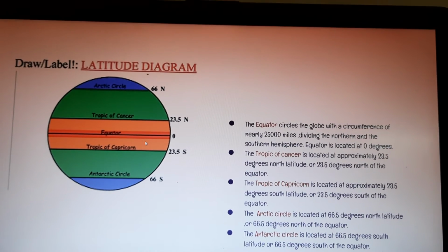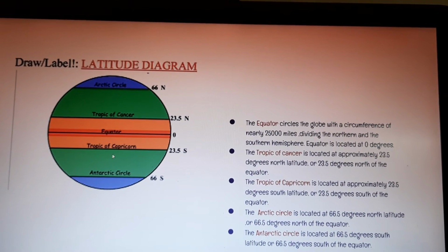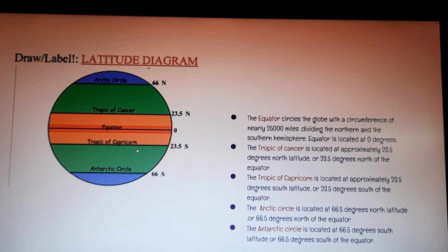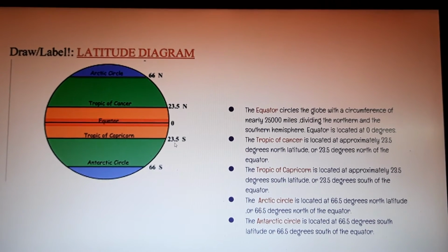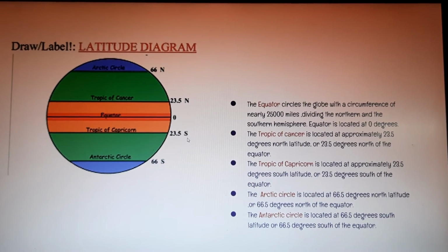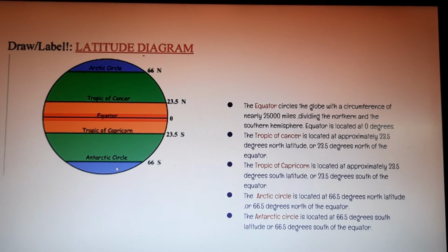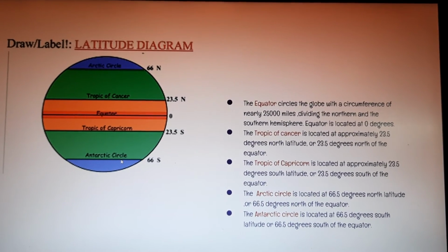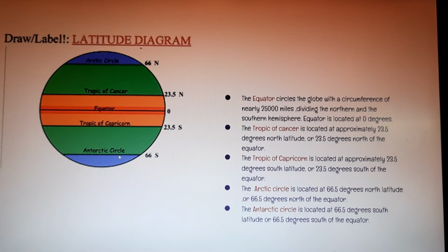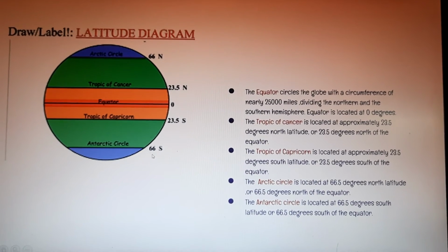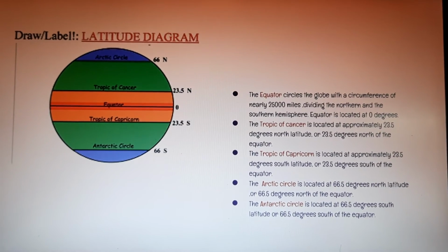In the same way, below the equator in the southern hemisphere, the important line of latitude is the Tropic of Capricorn. It is measured at 23.5 degree south. So below the Tropic of Capricorn you have the Antarctic Circle, which is near the Antarctic continent. That is measured at 66.5 degree south.